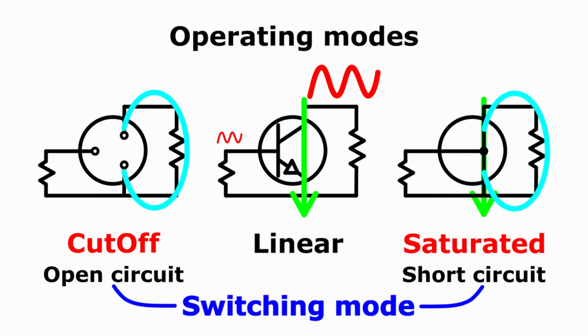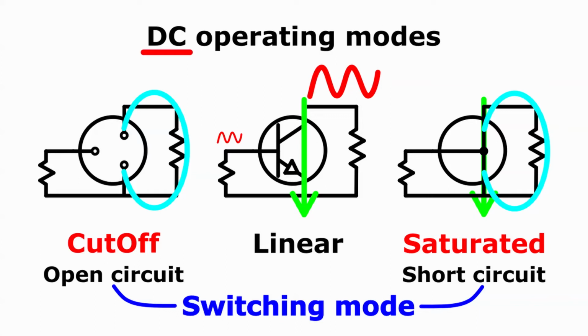I should point out one thing. When it's used in switching mode, a transistor is not processing an alternating voltage like an audio waveform. Instead, it's acting like the on-off switch of a power supply. For this reason, it would be more precise to call switching mode a DC operating mode, where DC stands for direct current. This clarifies that the transistor is not processing an alternating current when it's in switching mode.